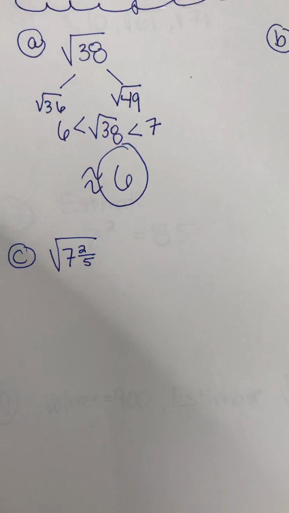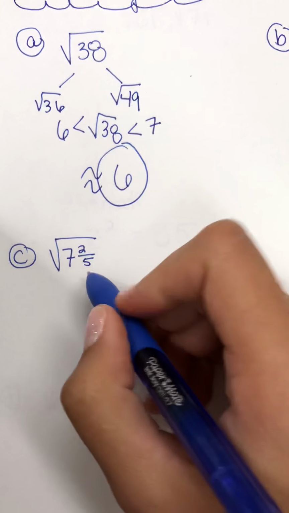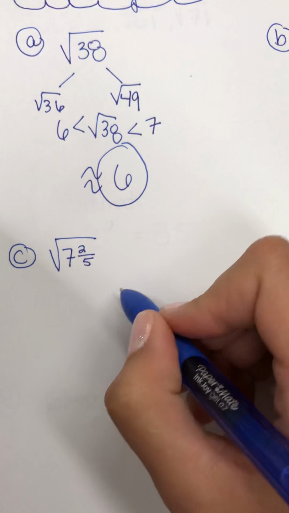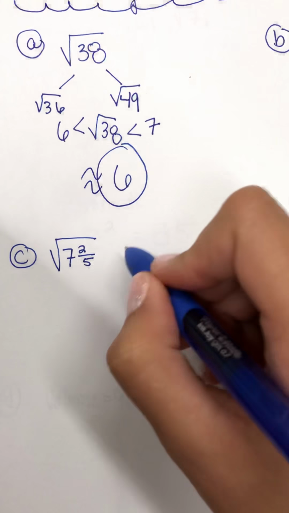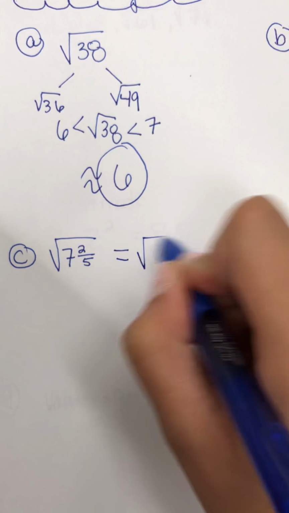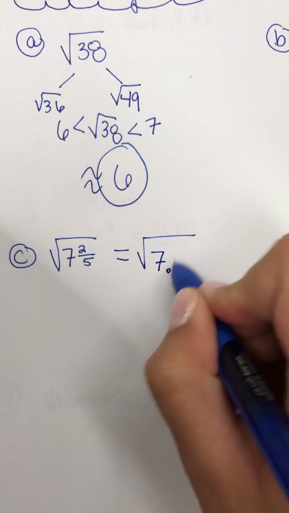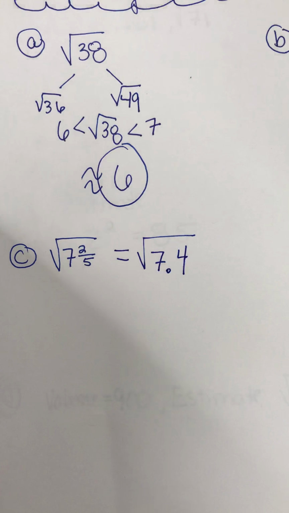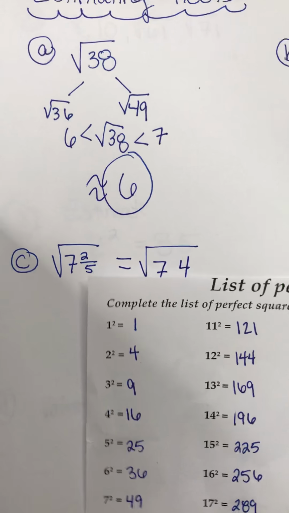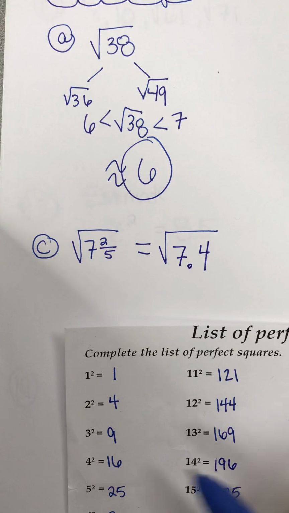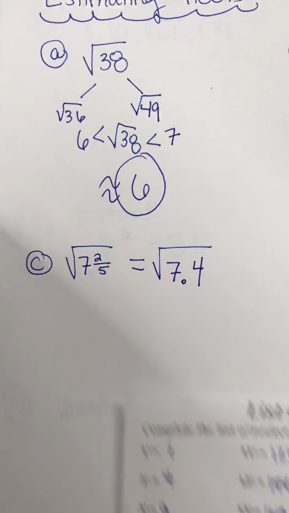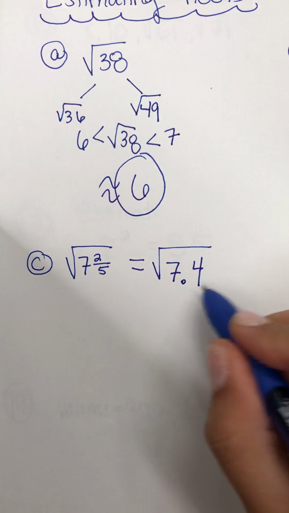Lastly, I wanted to do an example of a fraction problem. You treat this the same way. However, the best thing to probably do would be to rewrite this as a decimal. So rewriting this as a decimal is going to take you to 7.4. Now, 7.4 on your perfect squares sheet falls between 4 and 9, and so the process is the same.